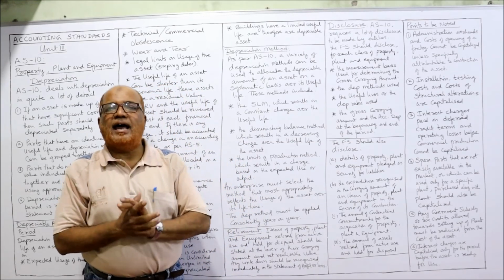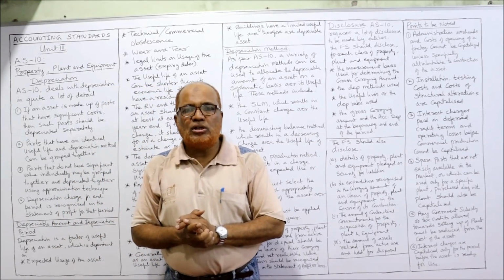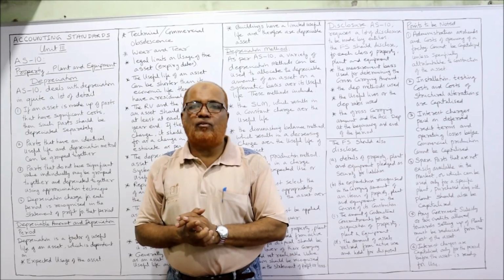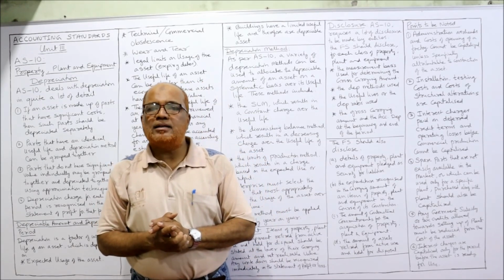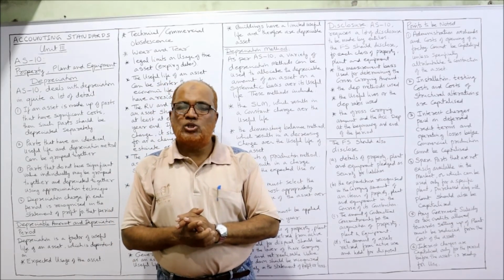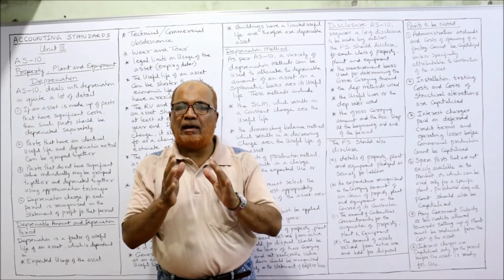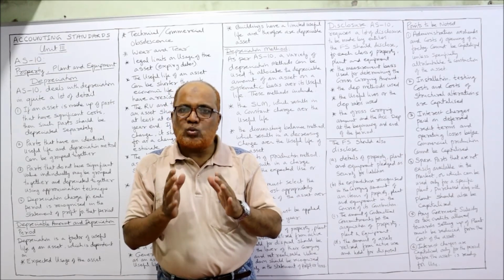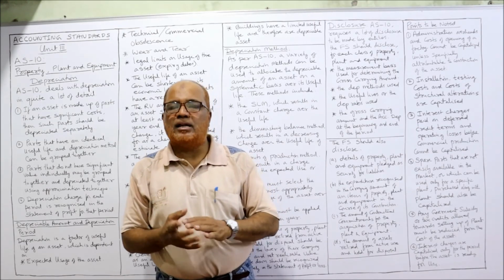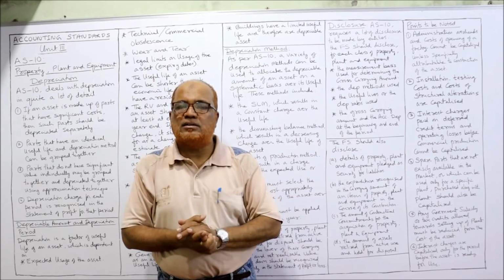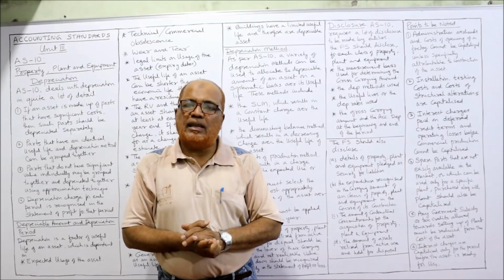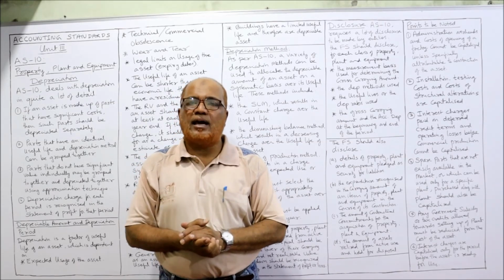So this is the end of the discussion on the provisions of AS10, that is, accounting for property, plant and equipment. In 3 videos, I have tried my level best to explain all the provisions. So watch the video not once, twice, thrice, then only you will be able to understand all the points and write confidently in the examination. Inshallah, we'll take up the next accounting standard in the next video.